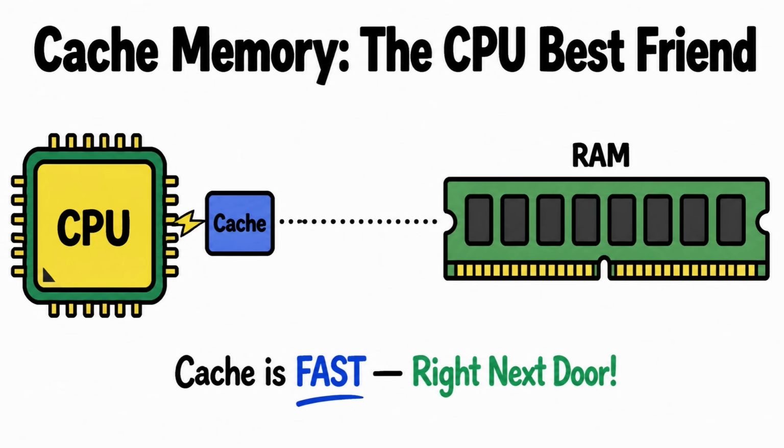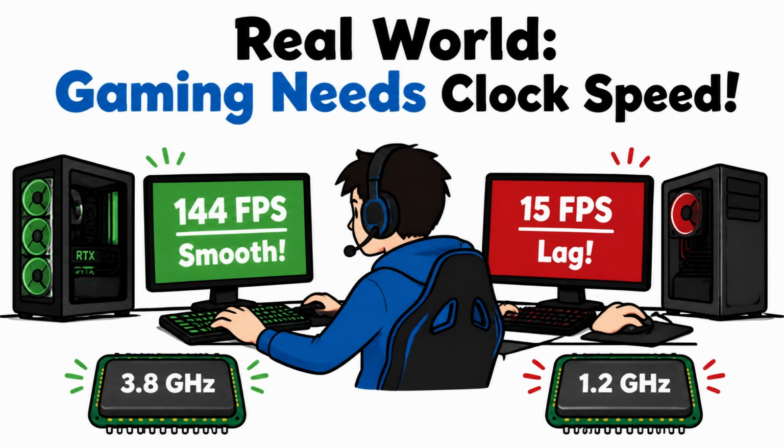Now let me tell you about one of the CPU's secret weapons, cache memory. Cache is a tiny super fast storage built right next to the CPU. When the CPU needs data, it checks the cache first before going all the way out to RAM. And because cache is physically so close to the processor, it can feed data at lightning speed, keeping up with those billions of clock ticks. Without cache, your fast CPU would be constantly waiting around for data. Not ideal.